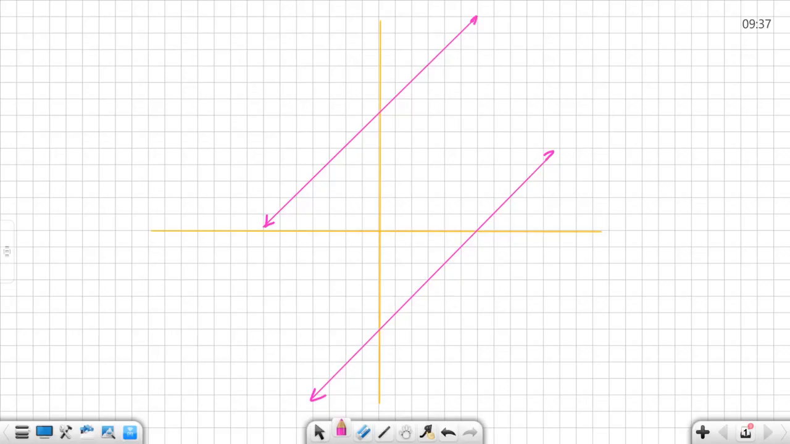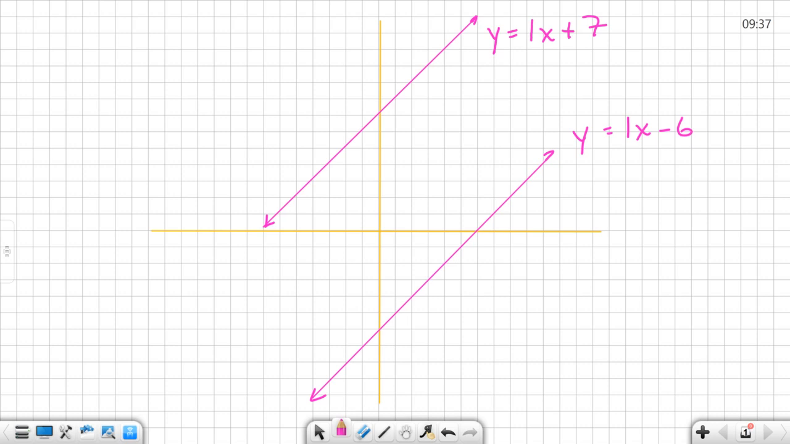All right, so we're going to start with two parallel lines. I can give you the equations of those parallel lines. This line is y equals 1x plus 7. And this line is y equals 1x minus 6. How do I know they're parallel? They have the same slope.